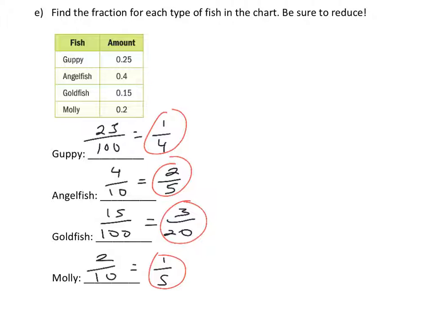The molly, 0 and 2 tenths. 2 tenths is literally my fraction, 2 over 10. I can divide 2 out of both. Your answer is 1/5.